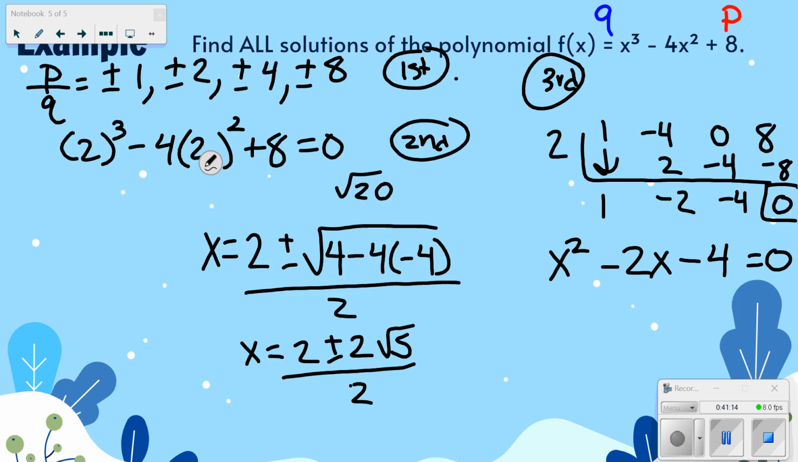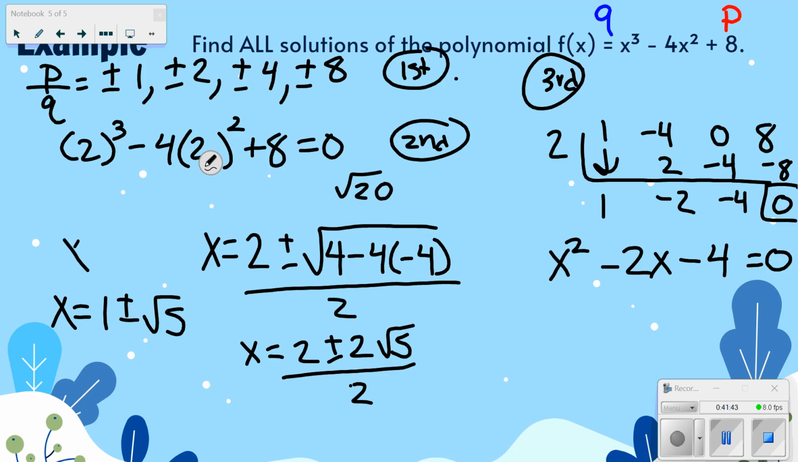Ooh, and should we just leave our solution just like that? What can I do with all those 2's? Divide them by 2, right? Simplify. So this would be x equals 1 plus or minus 1 root 5, or just root 5. And what was my other solution that I know? What was our other solution from the beginning?